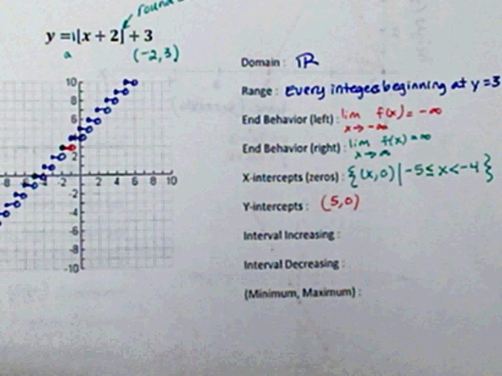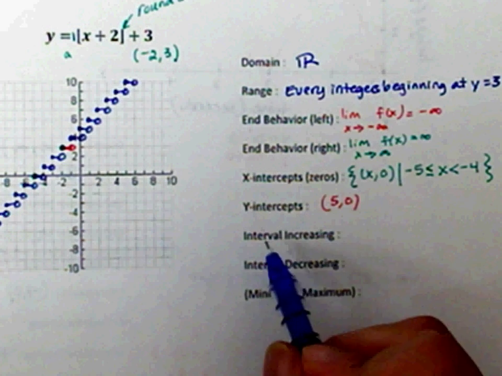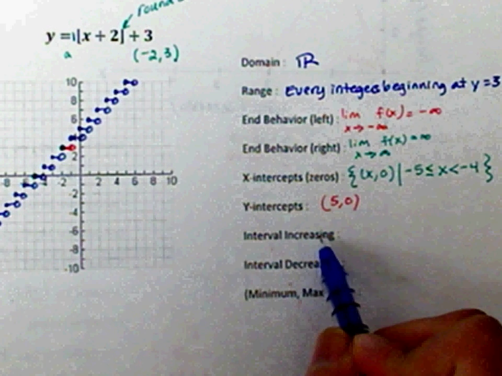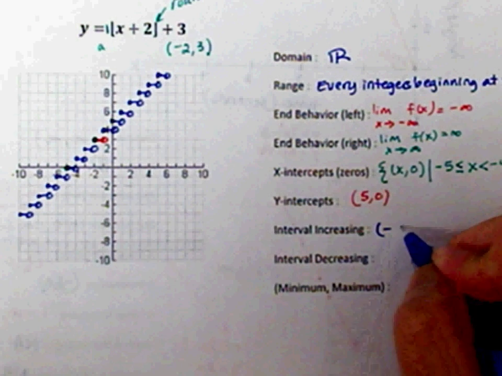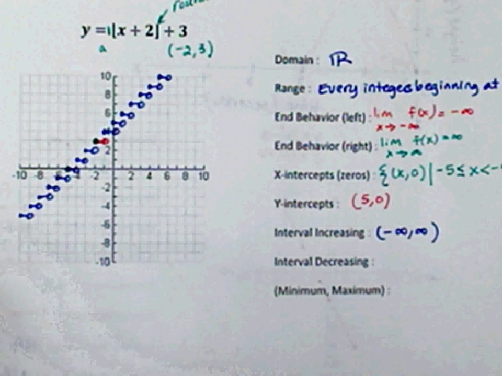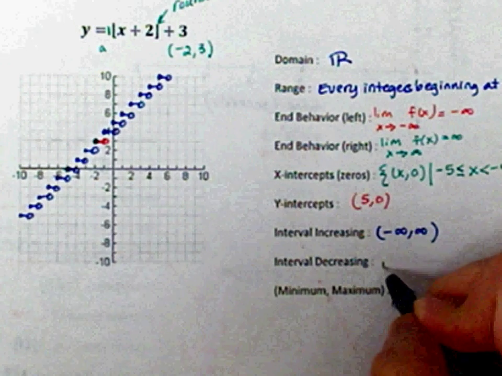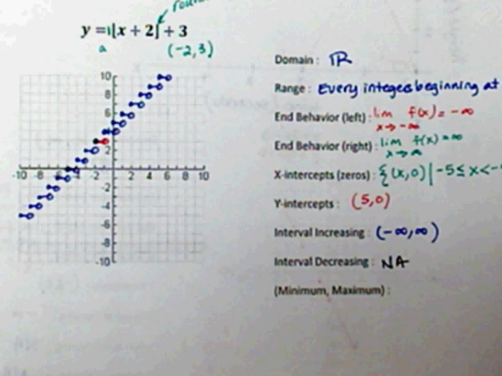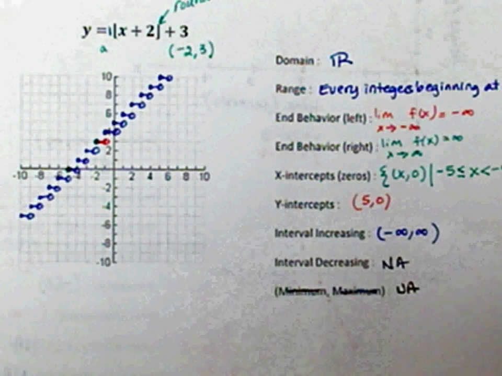Next part. Now let's take a look. Interval increasing. Well, where do you see it increasing? It's continually going up. So it's going from negative infinity to positive infinity. Do you ever see it decreasing? Well, I don't see it going down. Do you? So not applicable. And there's really not any minimum or maximum. So you can just write not applicable.